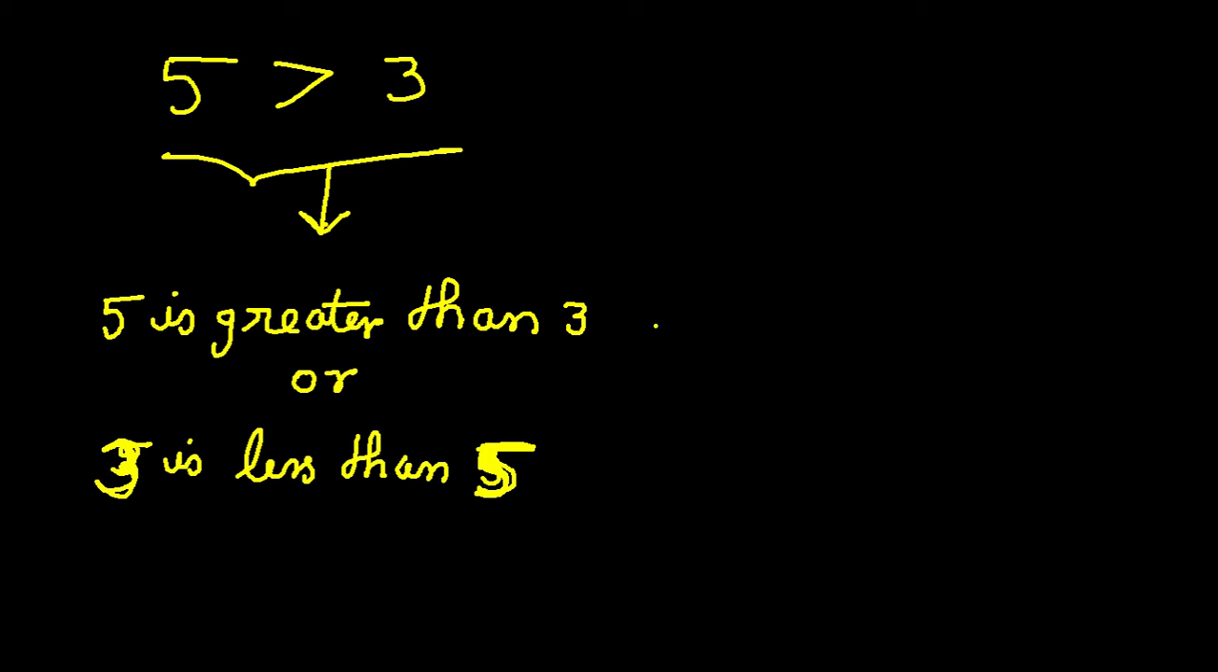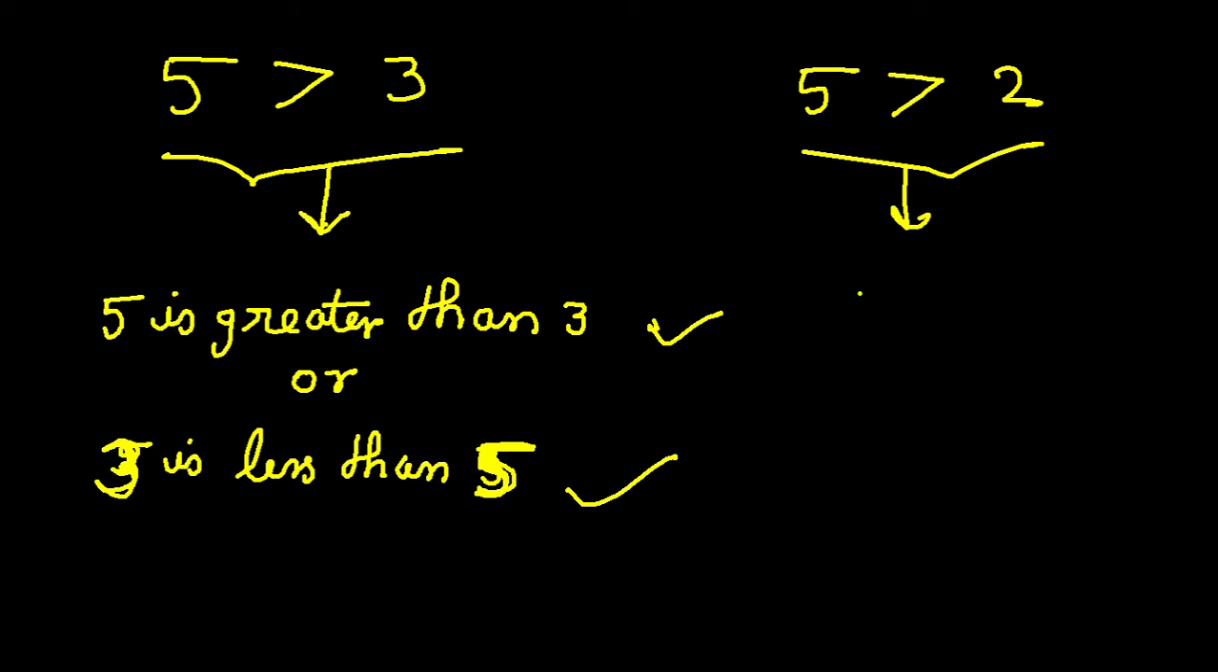So in this way, either you can say this or this, both are right. Similarly, 5 is greater than 2, so you will say that 5 is greater than 2 or 2 is less than 5. That is the same thing. So this was about greater than and less than. In the next tutorial, you will study about the inequality.